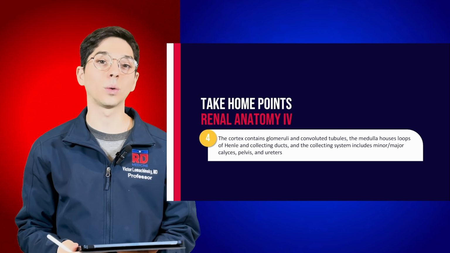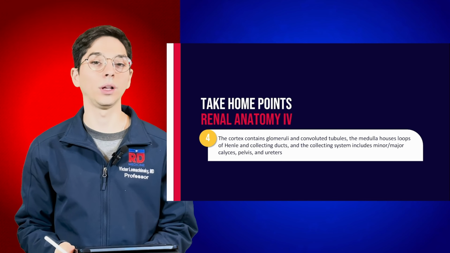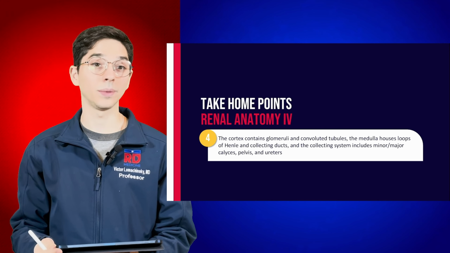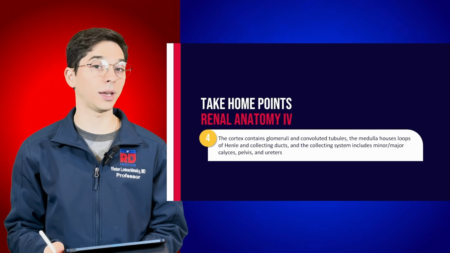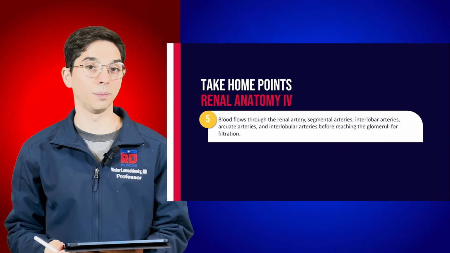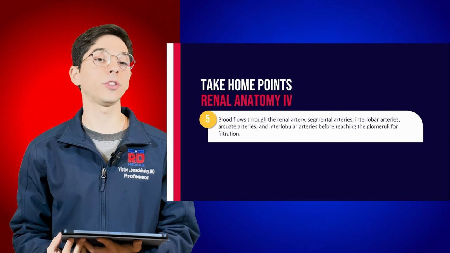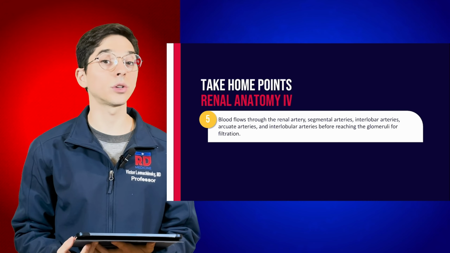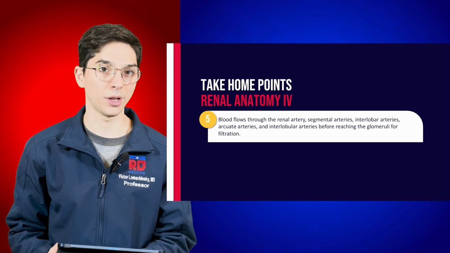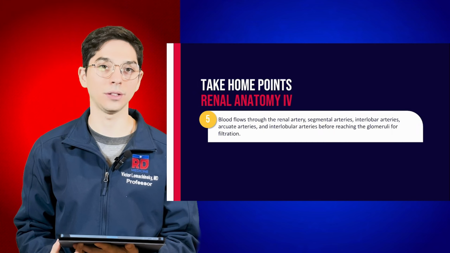For kidney regions, the cortex contains glomeruli and convoluted tubules. The medulla houses loops of Henle and collecting ducts, and the collecting system is composed of the minor and major calyces, pelvis, and ureters. If we think of the renal arterial system, we're going to remember that blood flows through the renal artery, which then branches out into segmental arteries, interlobar arteries, arcuate arteries, and then interlobular arteries, just before reaching the glomeruli in their afferent arterioles.